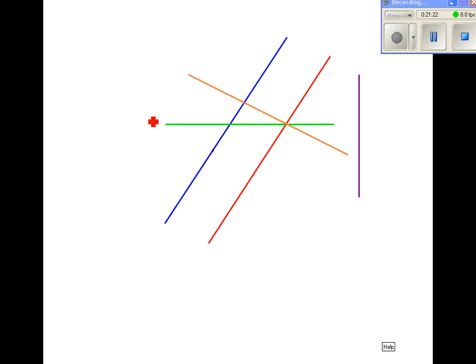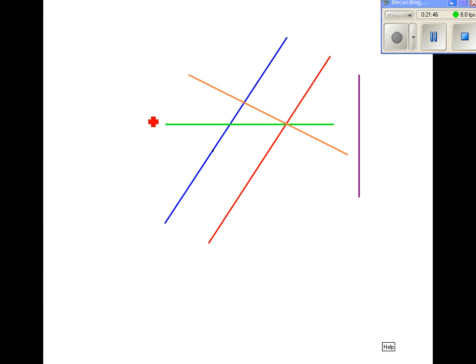Looking at these lines, if I pick the green line and this orange or tan line, tell me a transversal to that. Tell me a line that intersects both of them. Red. The blue one. All right? Now, the red one also, what's different?